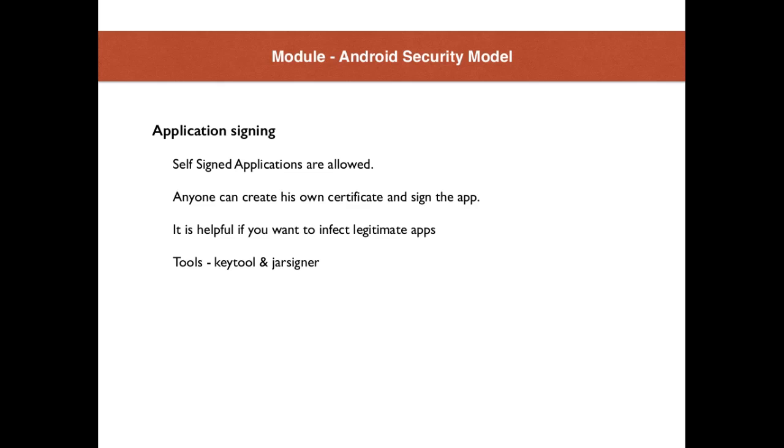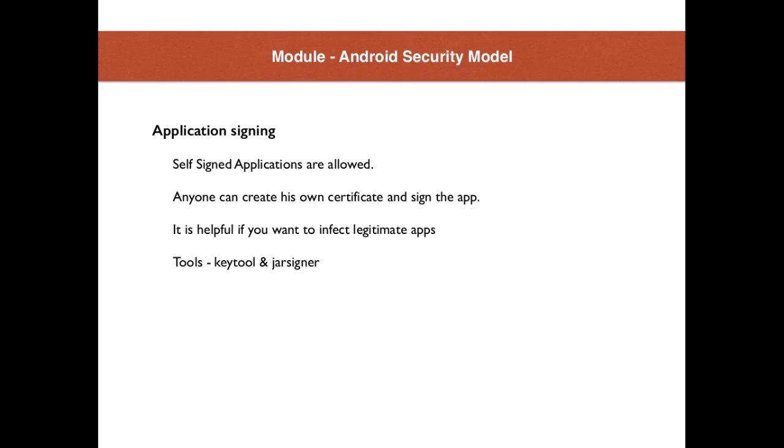And that is pretty easy with tools like KeyTool and Jar Signer. They come pre-installed with Java. So once you install Java, this KeyTool and Jar Signer will be pre-installed so that you can simply use them to sign your applications. So this application signing is a part of Android's inbuilt security model.